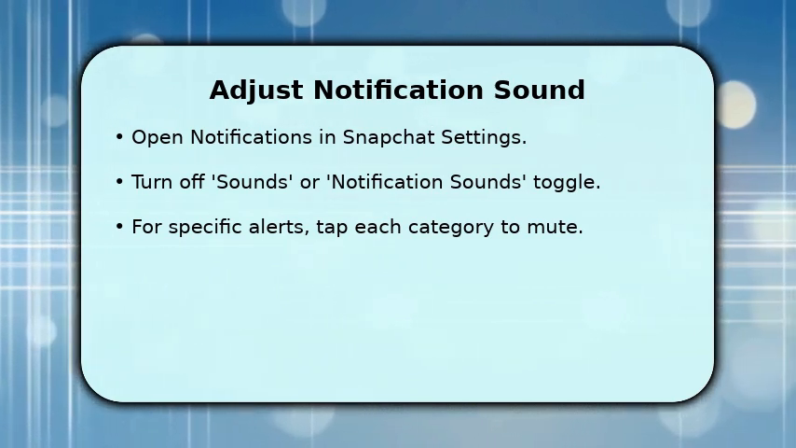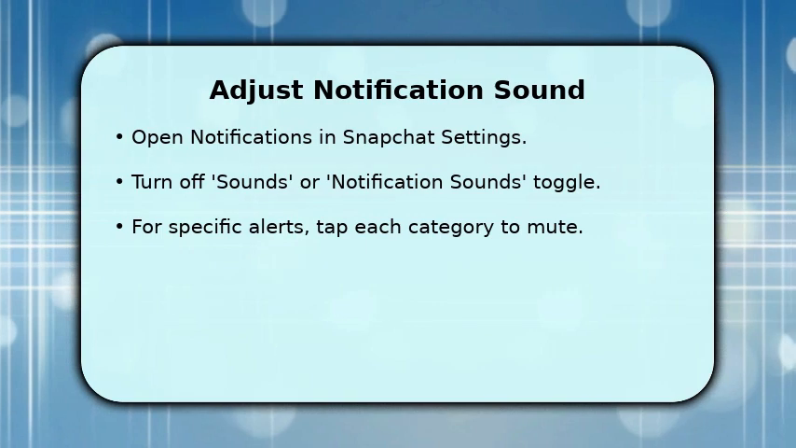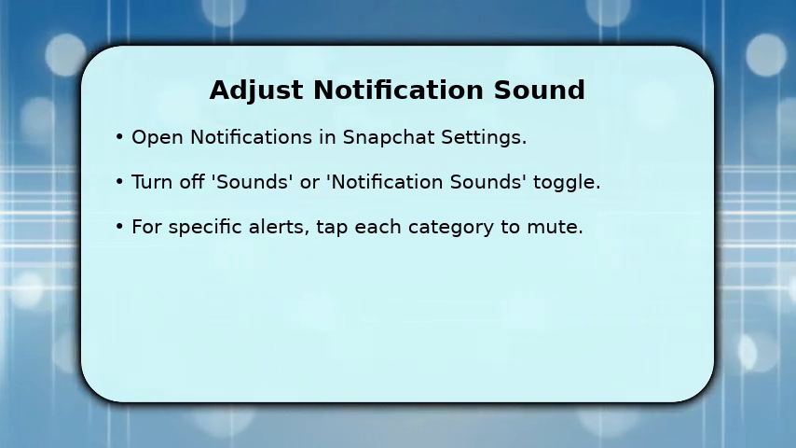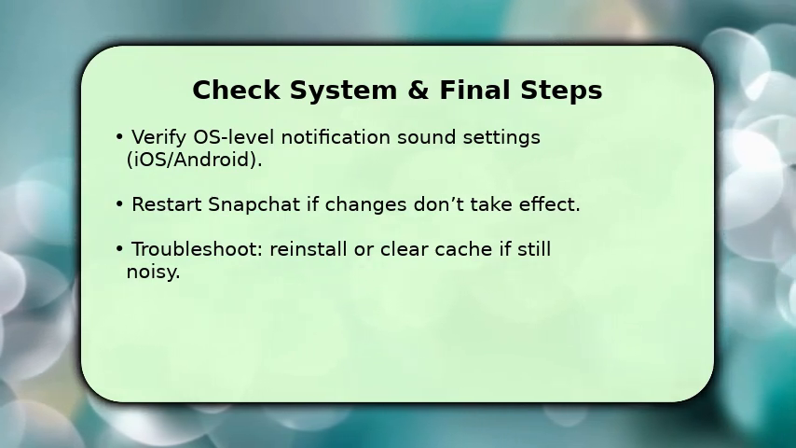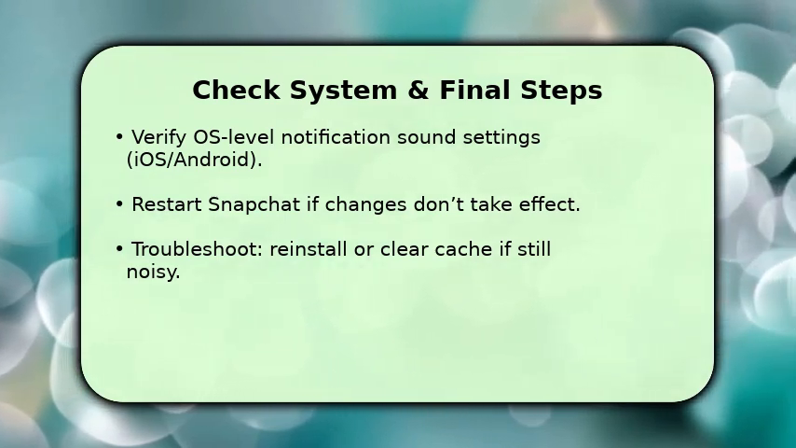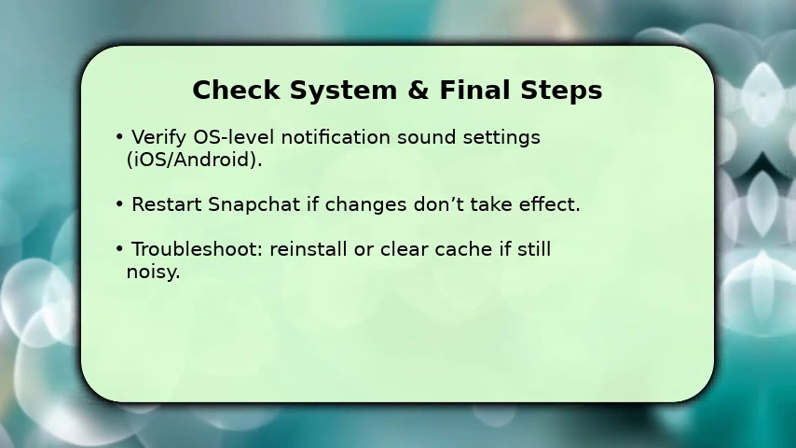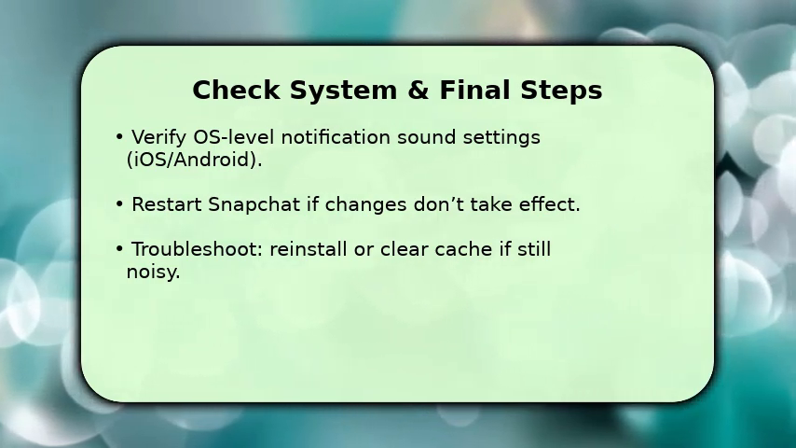Once configured, exit settings and test by having someone send a message to confirm. Finish by verifying your phone's system notification settings because app silencing can be overridden by OS preferences. On iPhone, go to Settings, Notifications, Snapchat, and on Android, open App Info, Notifications.